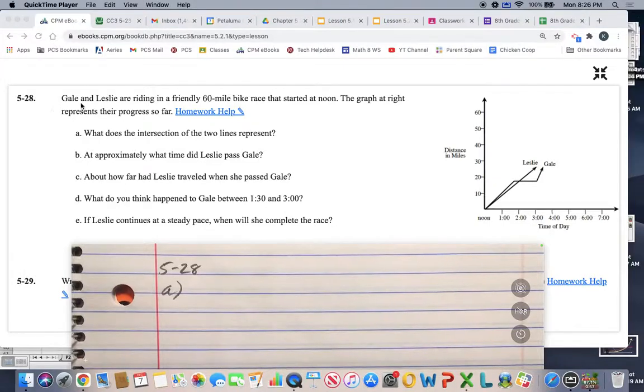5-28. Gail and Leslie are riding in a friendly 60-mile bike ride that started at noon. The graph at right represents their progress so far. Okay, let's take a look at this graph.